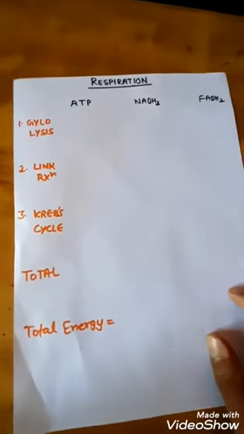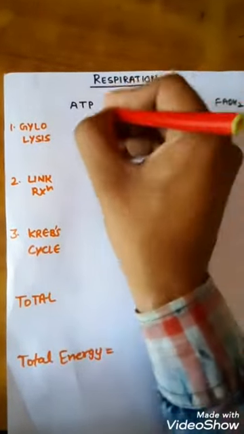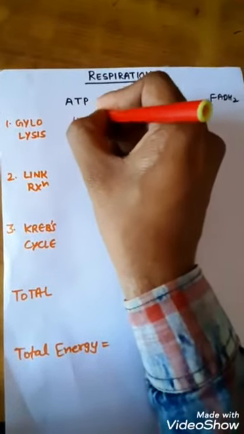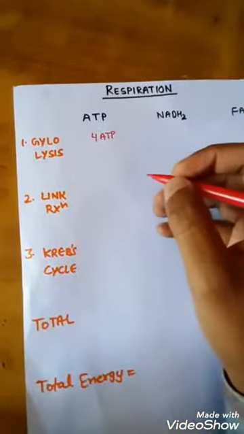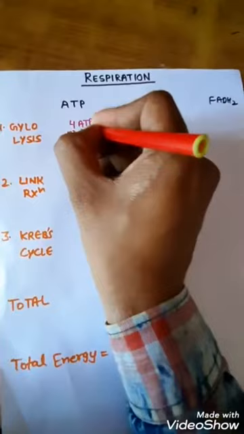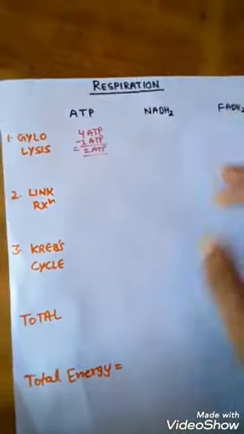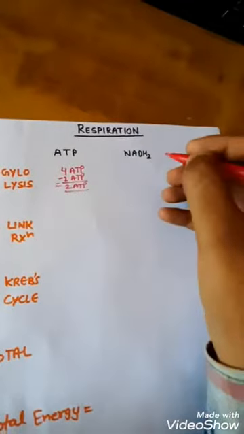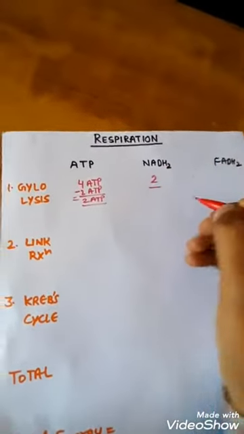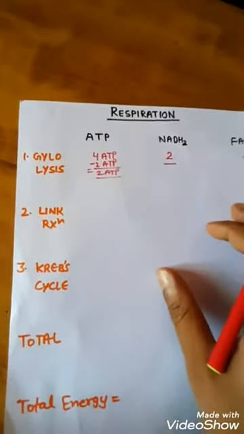So here is the energy sheet of respiration. In glycolysis, a total of 4 ATPs are produced, but 2 ATPs were used in the preparatory phase of glycolysis. So the overall energy gain will be 2 ATPs in glycolysis. A total of 2 NADH2 are produced in glycolysis. There will be no generation of FADH2 in the glycolysis reaction.